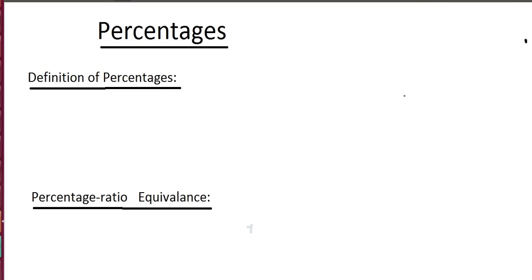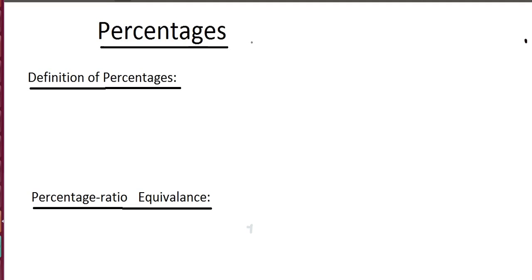Hello friends, today we'll discuss percentages. So what is a percentage? The definition of percentage literally means for every 100, or per 100.